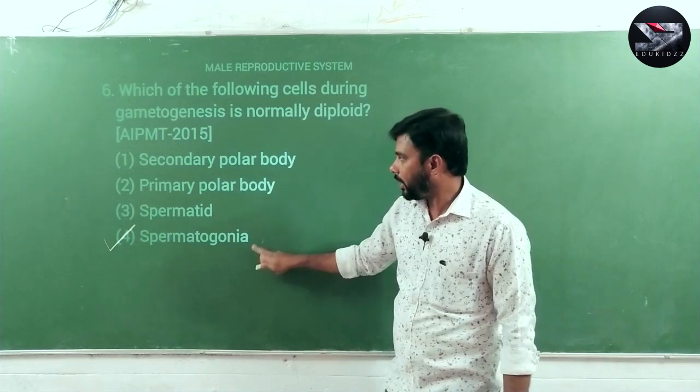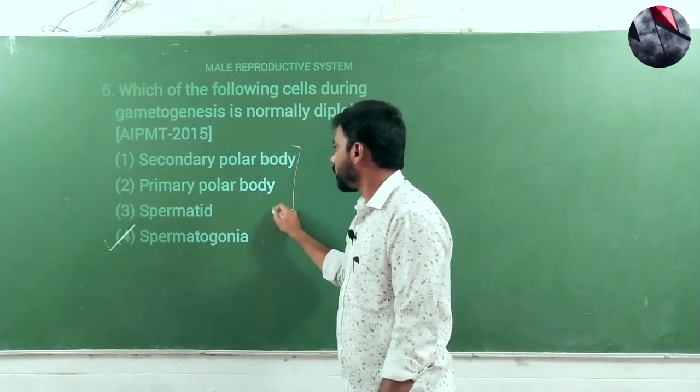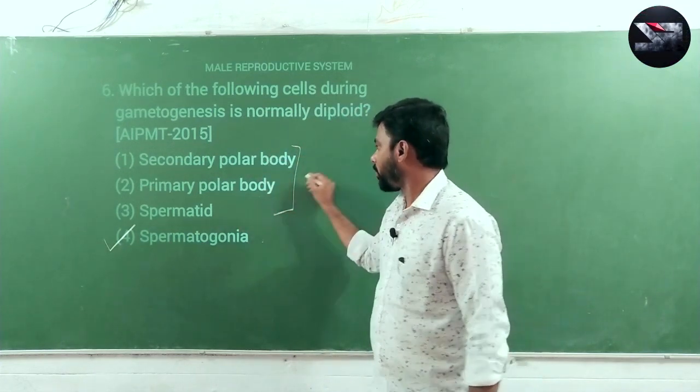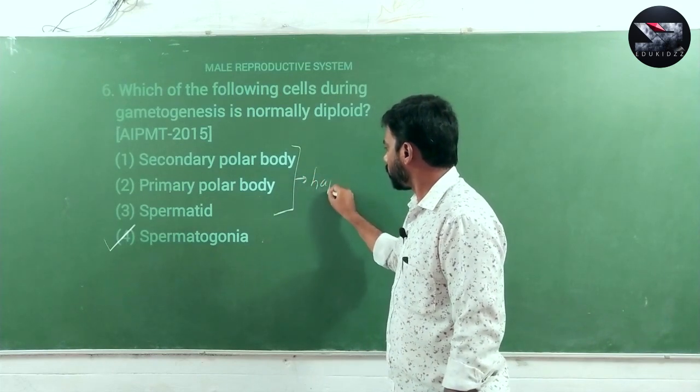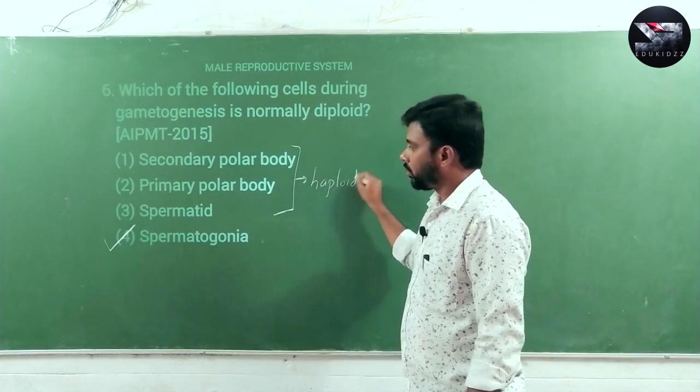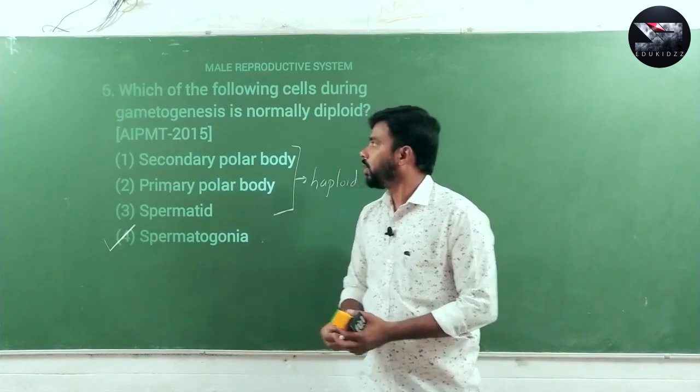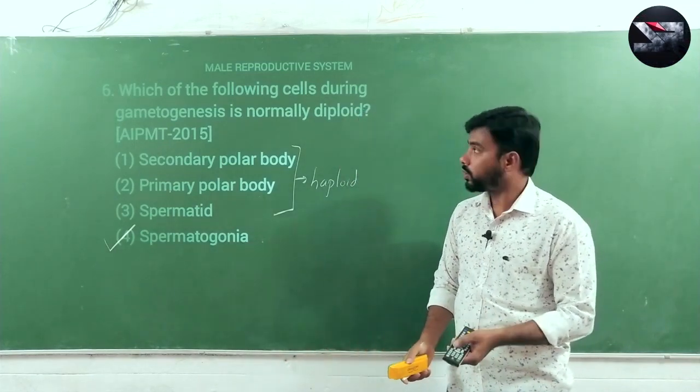Spermatogonia is diploid, whereas the other three, secondary polar body, primary polar body and spermatids, are haploid. Okay, this is the right answer. Now let us take the next question.